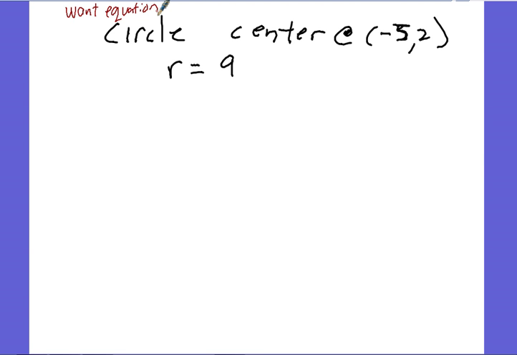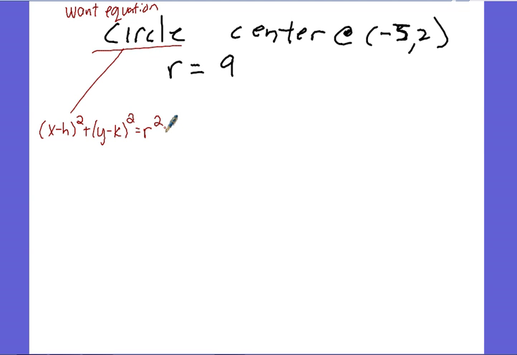I want an equation of a circle with a center of -5, 2 and a radius of 9. A circle with a center of -5, 2 and a radius of 9. So your first step is to, okay, first of all, what is the general equation for a circle? Everybody agree with that? So that's what it should look like. Everybody should know what it looks like.